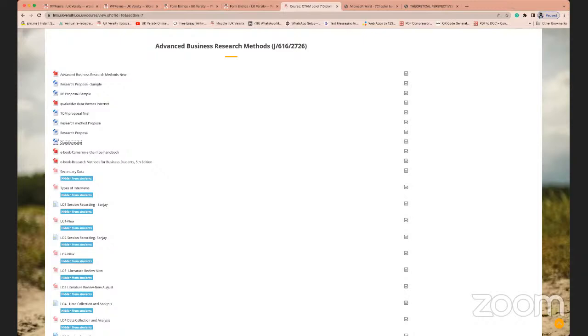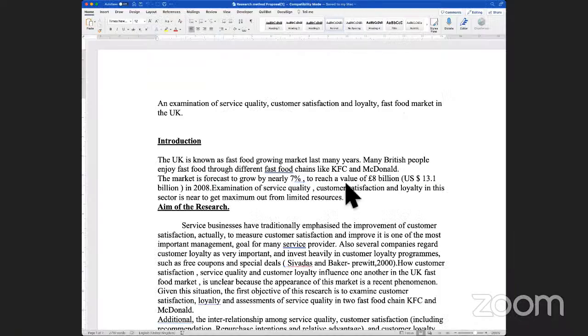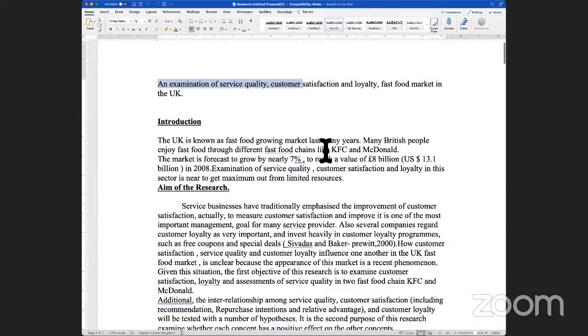And I'm going to show you some samples of research proposals. The reason I want to do that is so that you have a bit of perspective. It is available on your side, typically on Moodle. So this is an example of a research proposal, which is not related to business recovery, but it is an example. It says: examination of service quality, customer satisfaction, and loyalty in the fast food market of UK.